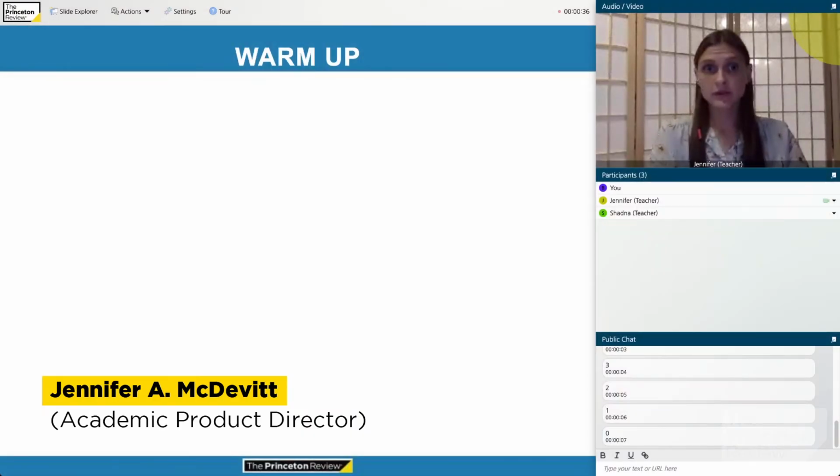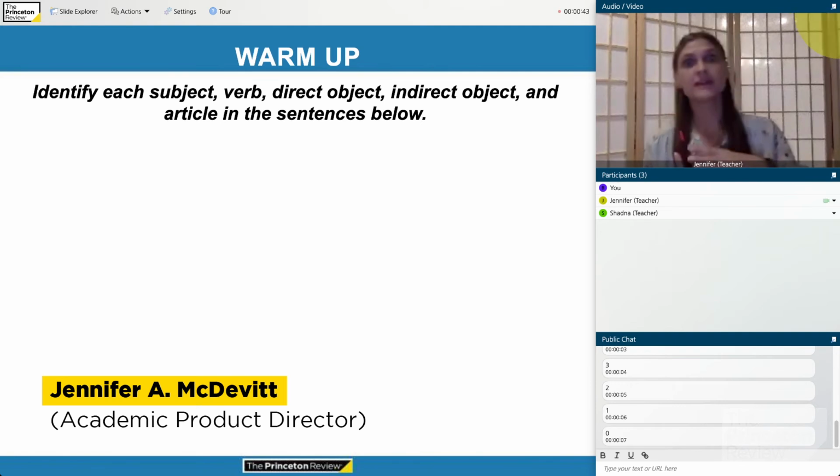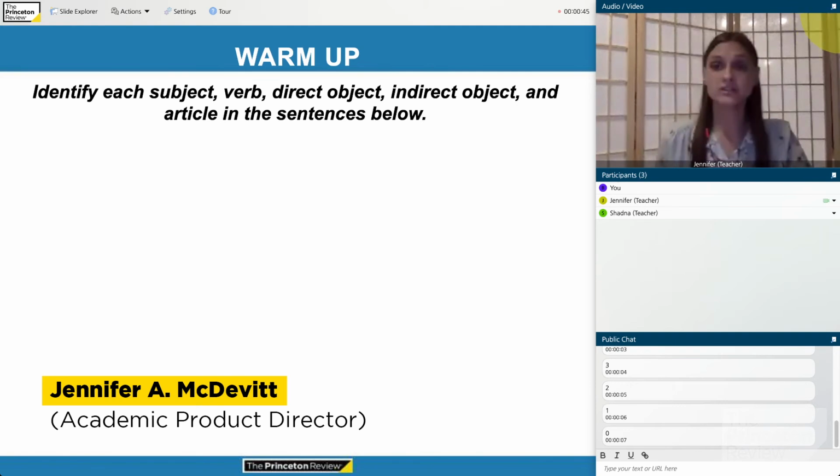So before we get started, as we always do, grab something to write with, something to write on, and we will get to our warm-up. For today, what you're going to do, or going to attempt to do, is identify each subject, verb, direct object, indirect object, and article in each of the 4 sentences that you're going to see in just a moment. If you don't know what they are, that's okay. Give it your best shot.